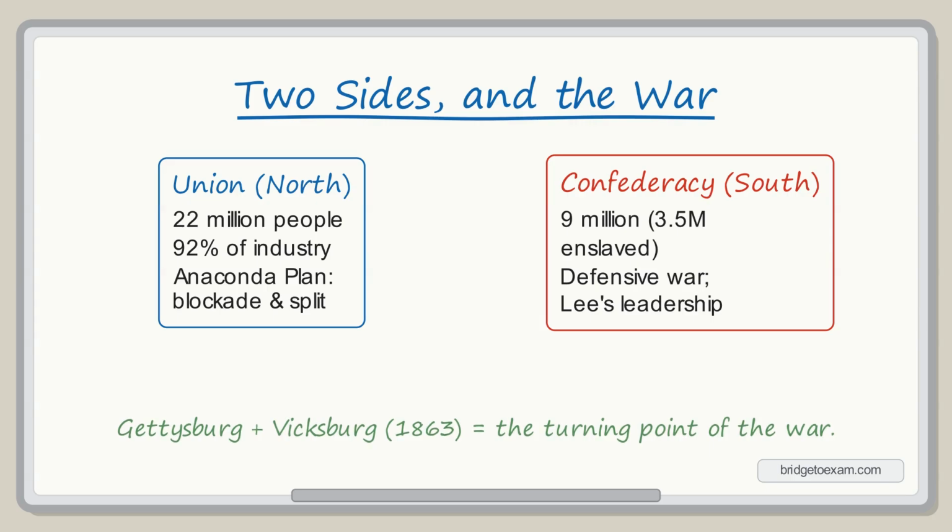At Gettysburg, the Union turned back Lee's invasion of the North. And at Vicksburg, it split the Confederacy in two along the Mississippi. After that, the South could no longer win.